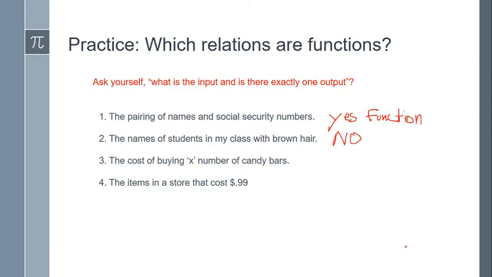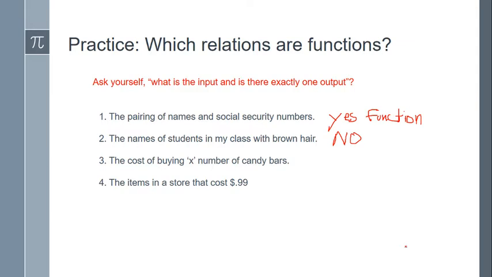How about the cost of buying X number of candy bars? It's kind of like what we saw a few slides ago. Okay, so what's the input and what's the output? It seems like the cost is our answer to the question, how many candy bars are we buying? So the number of candy bars seems to be my input. You tell me how many candy bars you're buying, and I'll tell you how much it costs.